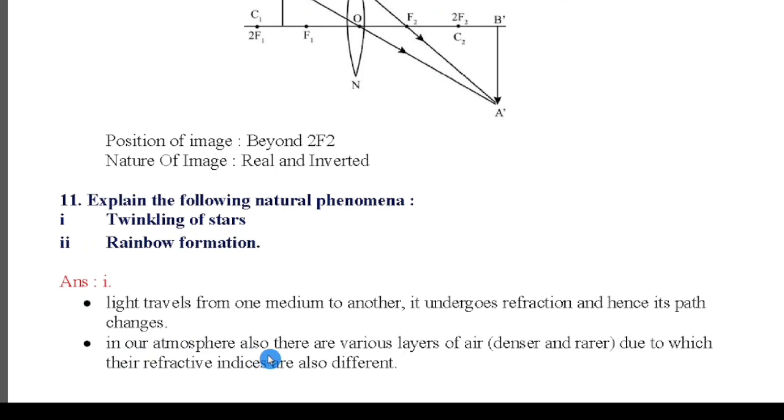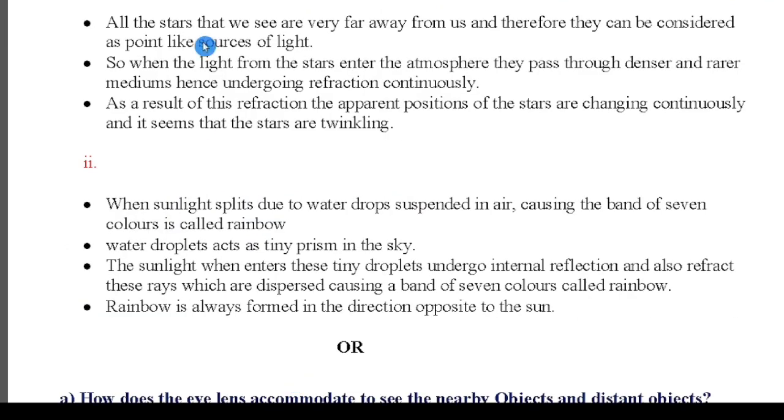So in our atmosphere also there are various layers of air, denser and rarer, due to which their refractive indices are also different. All the stars that we see are very far away from us and therefore they can be considered as point-like sources of light. So when the light from the stars enters the atmosphere, it passes through the denser and rarer medium, hence undergoing refraction continuously. As a result of this refraction, the apparent position of the stars changes continuously and it seems that the stars are twinkling. So makkale, ಇಷ್ಟು answers ನ ನೀವು ಪಾಯಿಂಟ್ಸ್ ಅಲ್ಲಿ ಬರಿತಾ ಹೋಗಿ, you will get the marks.